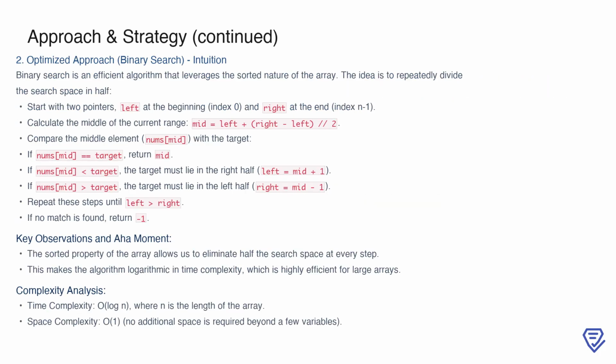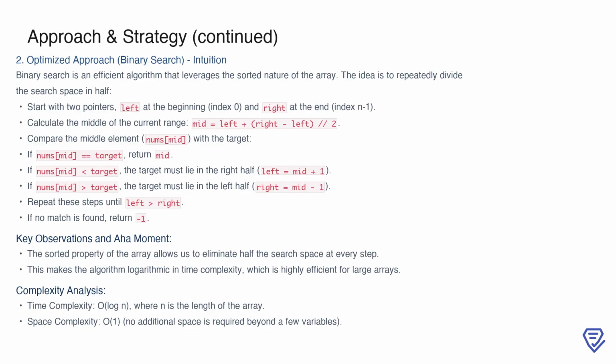A more efficient solution is the binary search method, which takes full advantage of the sorted nature of the array. Here's how it works. We start by defining two pointers, one pointing to the beginning of the array, called left, and the other pointing to the end, called right.